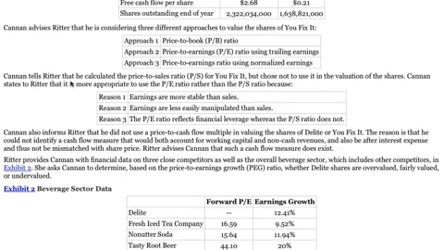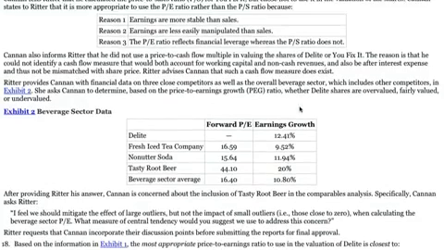Cannon tells Ritter that he calculated the price to sales ratio for YouFixit, but chose not to use it in the valuation of the shares. Cannon states to Ritter that it is more appropriate to use the price to earnings ratio than the price to sales ratio because earnings are more stable than sales. Reason number 1 is not true. Earnings are less easily manipulated than sales. Reason number 2 is not true. The PE ratio reflects financial leverage, whereas the price to sales ratio does not. Well, that is true. Okay, so we can say, okay, well, reason 3 is a valid reason, but 1 and 2 certainly aren't. Let's continue on here.